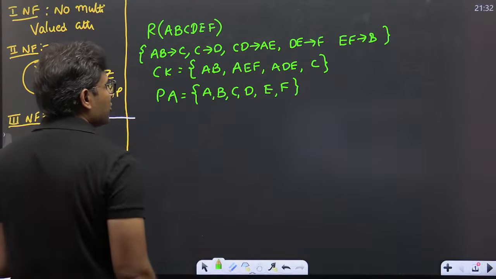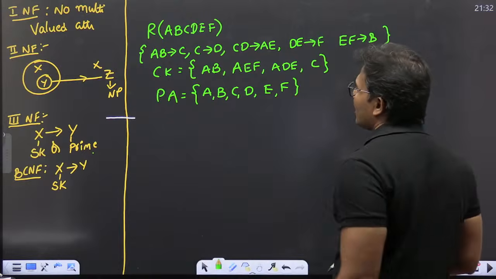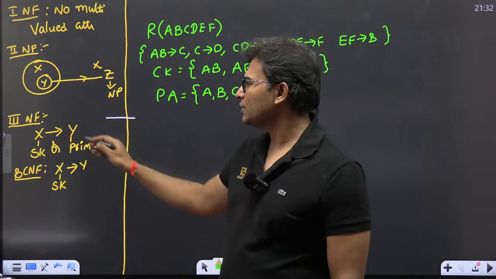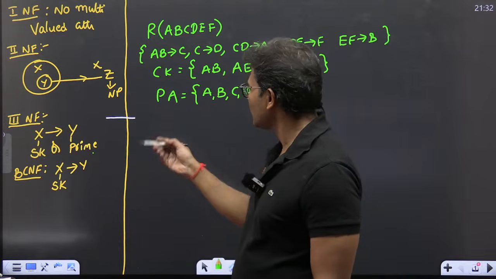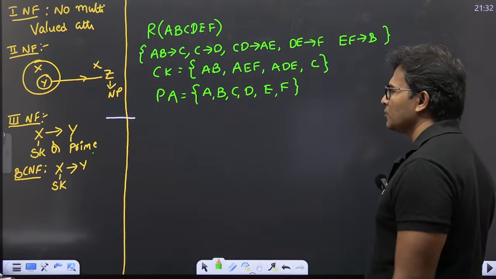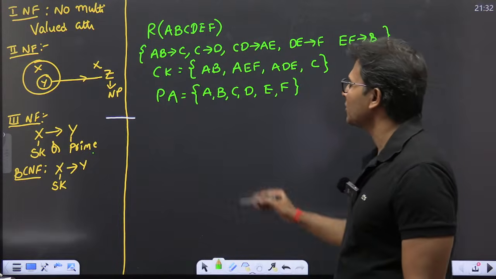Now, when every attribute is a prime attribute, then every right hand side is a prime attribute, right? So, directly you can say that it is in third normal form. Let's check for BCNF also, okay? Let's check for BCNF first. I don't want to confuse you. We'll use the same regular method, okay?